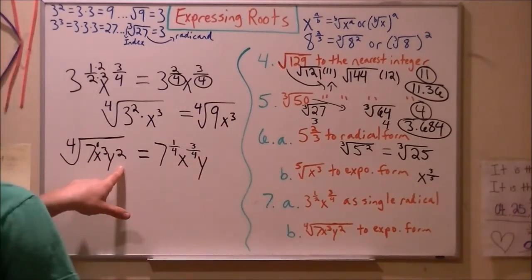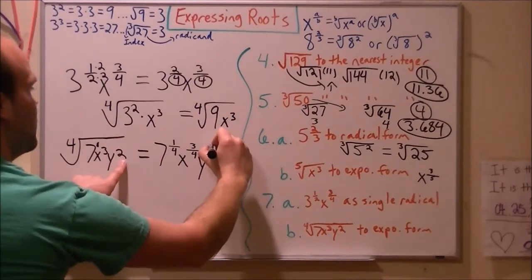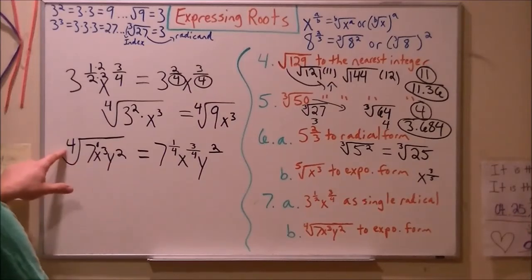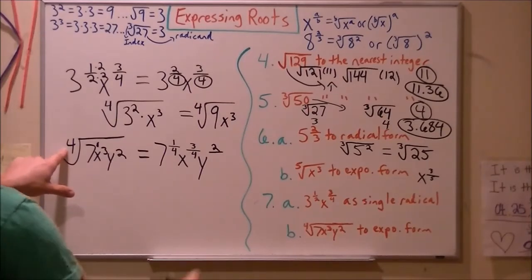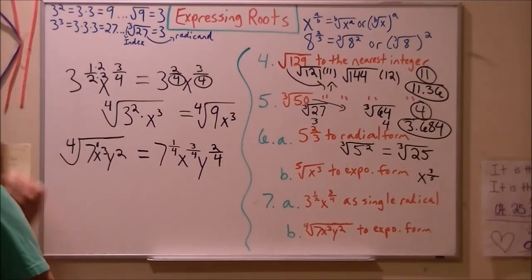and so what am I going to have is I keep y as my base in terms of a power. The standalone exponent becomes the numerator, and what does the root power become? The denominator. And so I have y to the 2/4 power.